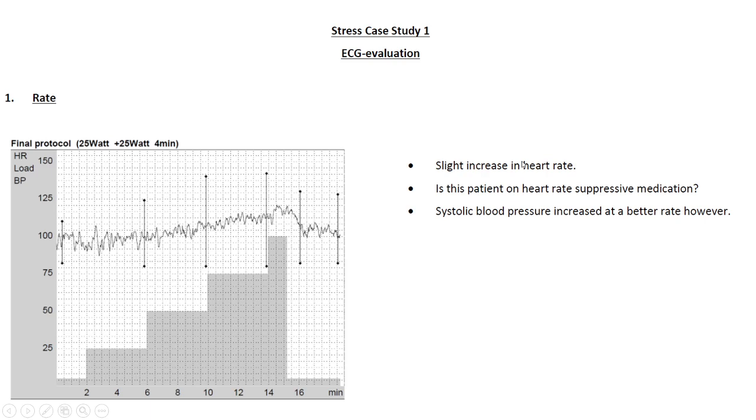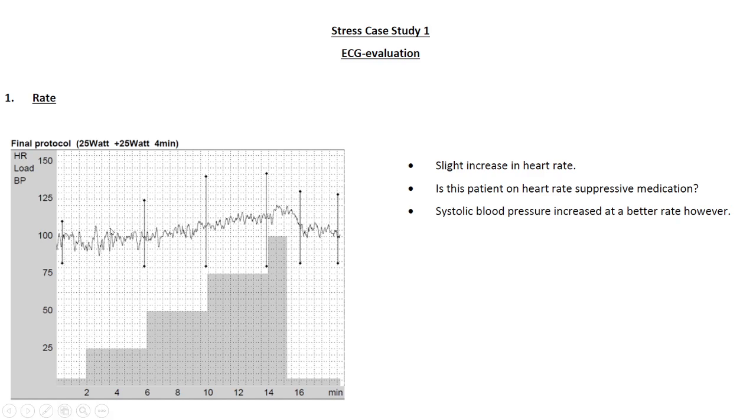So let's go through this specific case study. Firstly, we'll do rate first. These are the steps to ECG interpretation. As we've seen, there was only a slight increase in heart rate. The question here is: is this patient on heart rate suppressive medication, like beta blockers, for example? This is why you need to take the medical history into account when interpreting case studies of ECG or when interpreting a stress ECG.